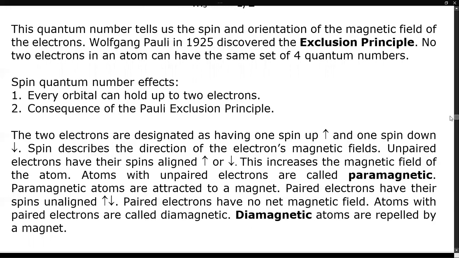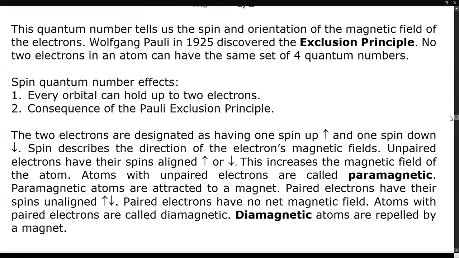If you have unpaired spins, we say that is paramagnetic. Paramagnetic atoms are attracted to a magnet. There's a special case of that called ferromagnetic, with elements like iron or cobalt or nickel, which we use to make permanent magnets, where that alignment of the electron spins with the magnetic field lasts a much longer time, generating a permanent magnet, but only certain elements will retain that. Usually the spins will go back to being random after the magnetic field is turned off.